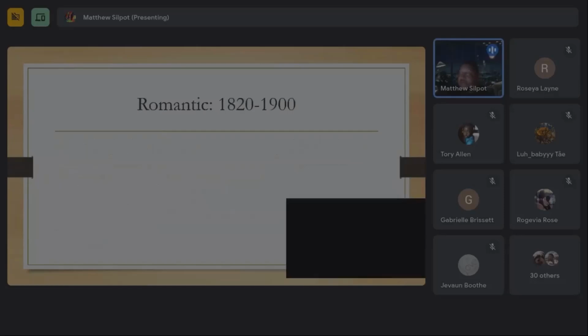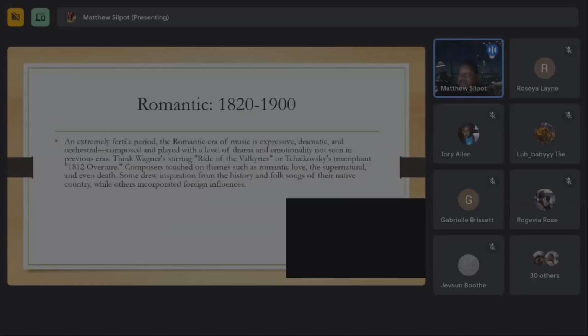Next, we do have the Romantic period, right? So it was more expressive, more dramatic, orchestral, composed, and well played with a level of drama and emotionality. So we talk about Shakespeare stuff, not seen in previous eras. So we have Wagner, which is one of them, or Tchaikovsky, right? So those are some of the composers there.